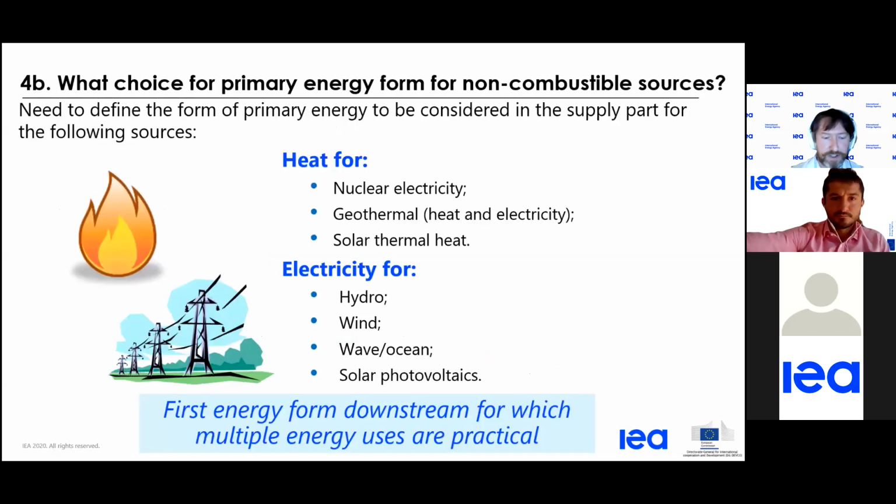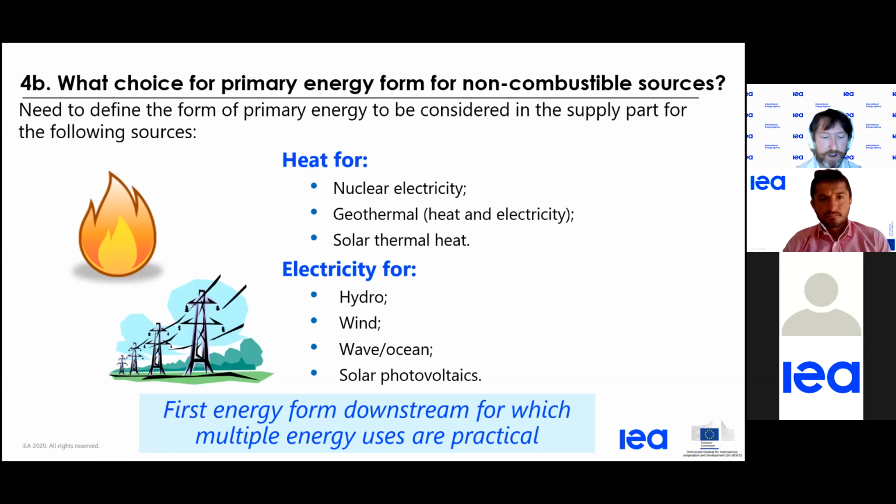So for each of the sources listed here, they're non-combustible fuel sources: nuclear, geothermal, solar thermal, solar PV, hydro, wind, and wave. There's a need to define the form of primary energy that's used. Here we know the outputs, but to complete the balance, we need to define the input. There are a number of ways to do this. For instance, for hydro energy, we could decide between the kinetic energy of the falling water as it enters the turbines, or the electricity produced.